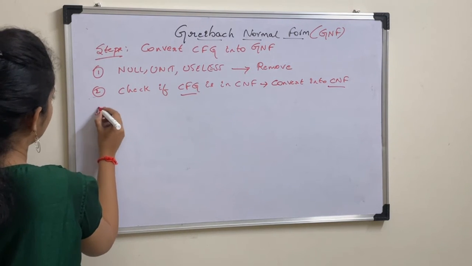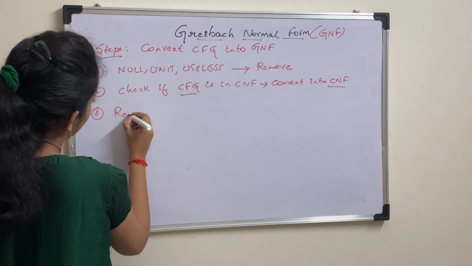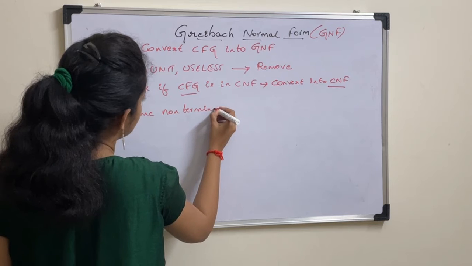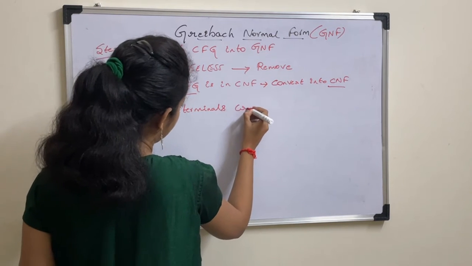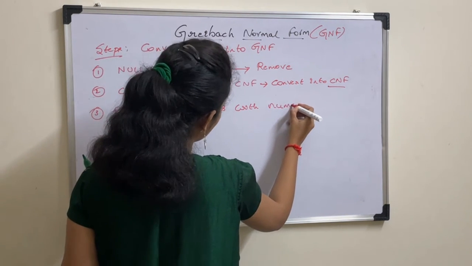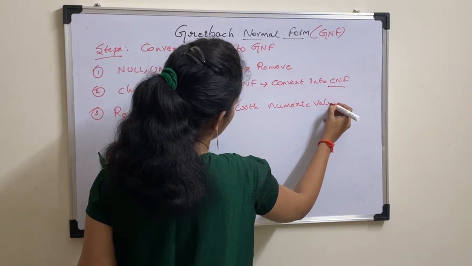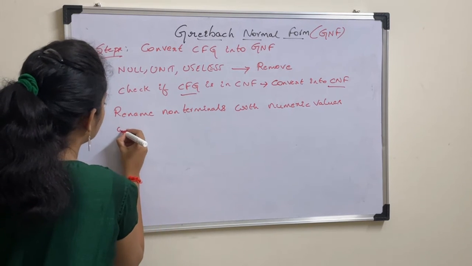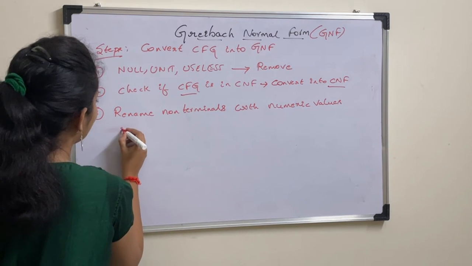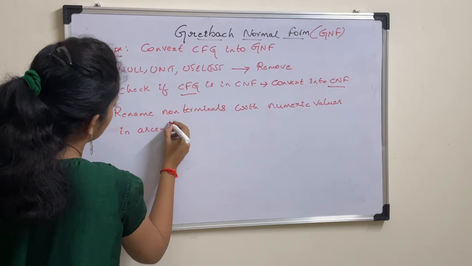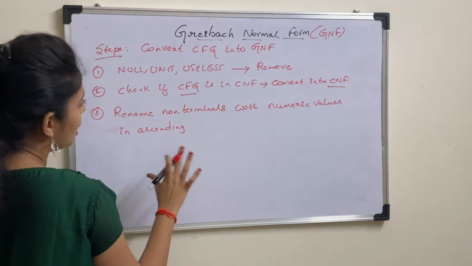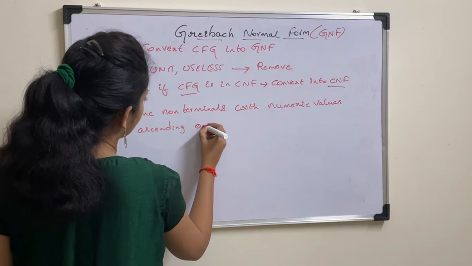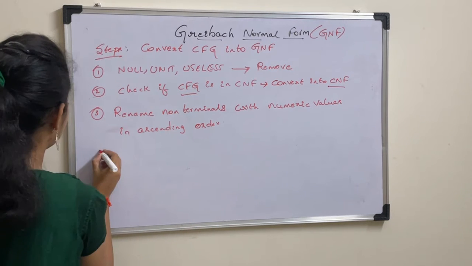Next, step 3: rename non-terminals. Rename the non-terminal symbols with numeric values. So you need to provide numeric values to the non-terminal symbols. And how to do that? You need to rename them in ascending order only. You can't give names randomly, so you need to follow an approach that is only in ascending order.